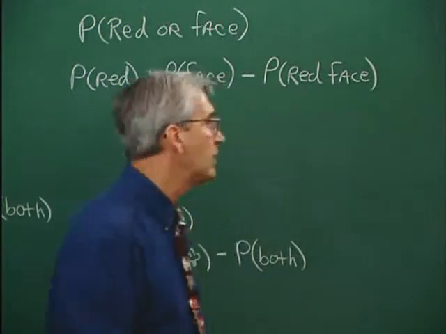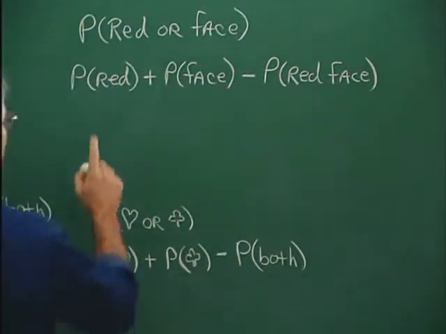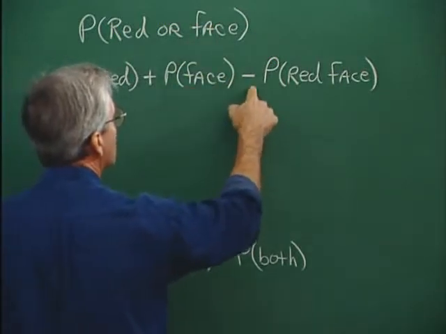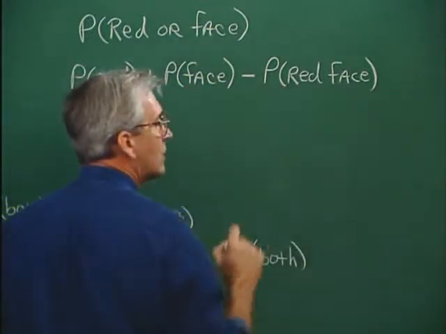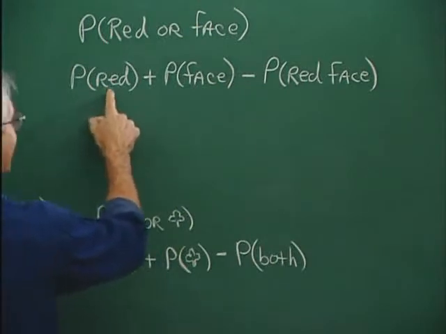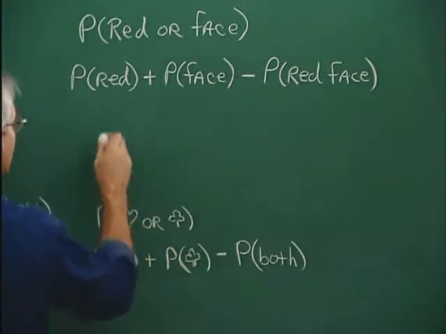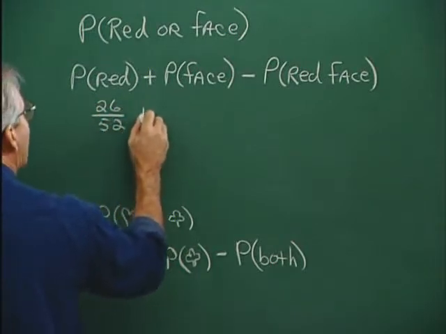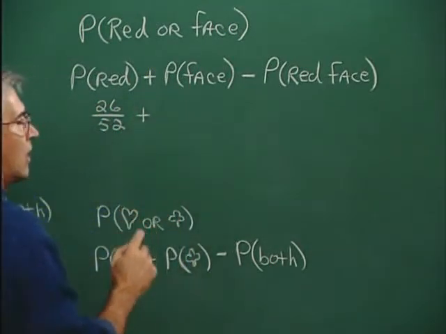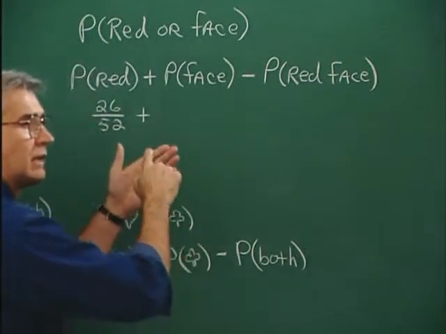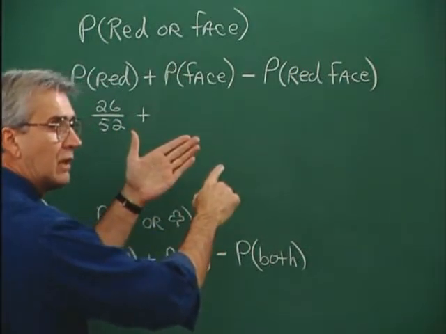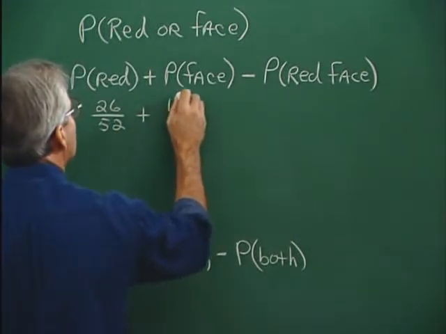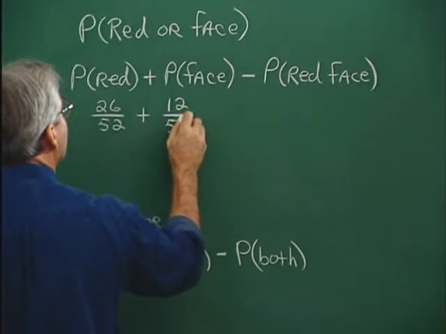So what we're going to have to do is use the general formula, the probability of red plus the probability of a face card, and subtract out the probability of red face cards. So let's see, the probability of red. Well, half the deck is red, so that would be 26 out of 52. And we add the probability of face cards. There are kings, queens, and jacks, and each of them has 4. 4 times 3, that's 12. So that's 12 out of a total of 52.